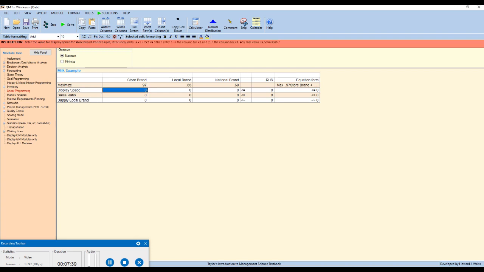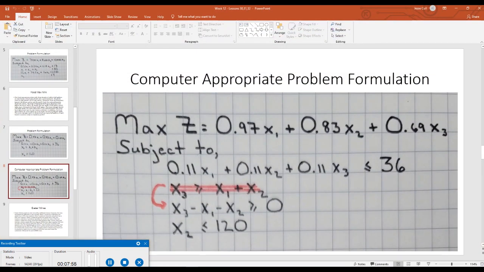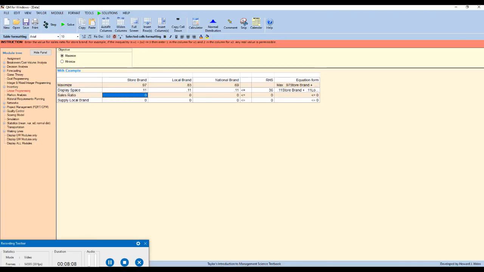So display space, each one is 0.11. And we have a total of 36 square feet available. Our sales ratio. Now we see here, it's x3 minus x1 minus x2 is greater than or equal to 0. This is very easy to input, and we do it like this. 1 because it's positive, minus 1 because it's negative, and minus 1 because it's negative. And it has to be less than or equal to 0.